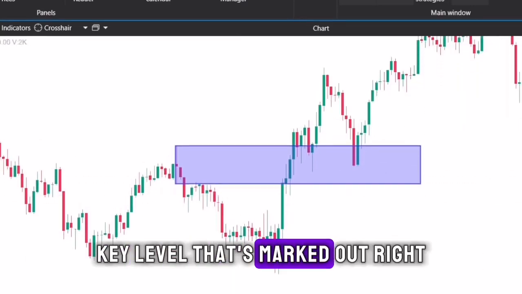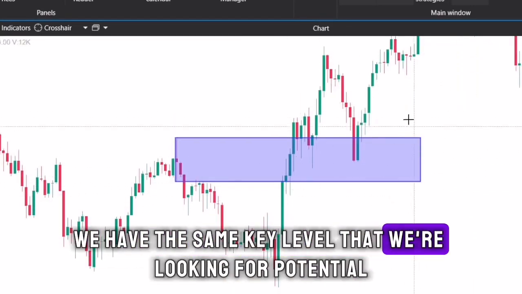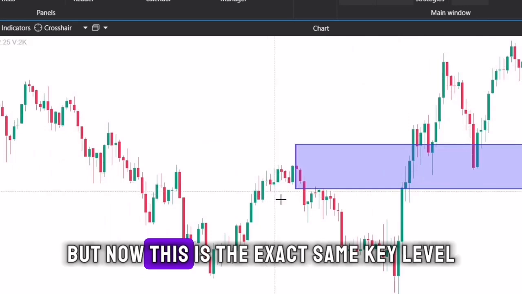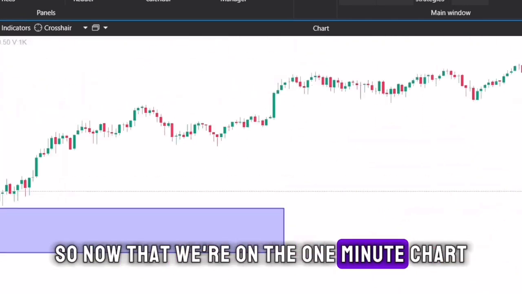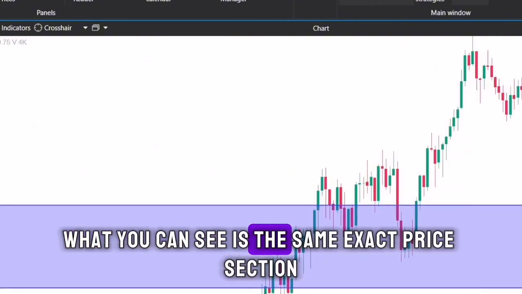Key level that's marked out, right? We have the same key level that we're looking for a potential buy. Now this is the exact same key level. Let's head down to the 1 minute chart. So now that we're on the 1 minute chart, what you can see is the same exact price action.